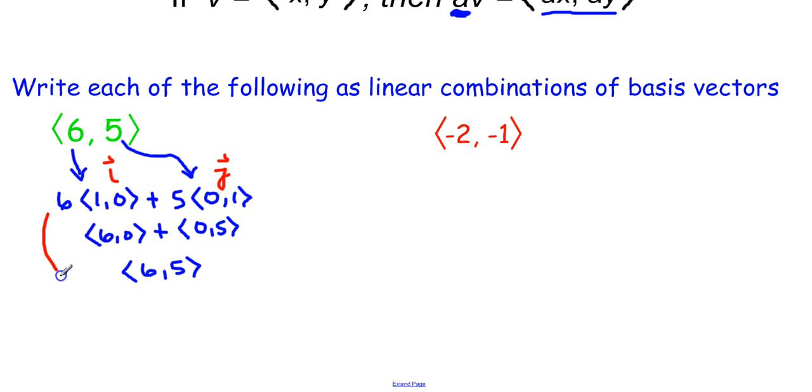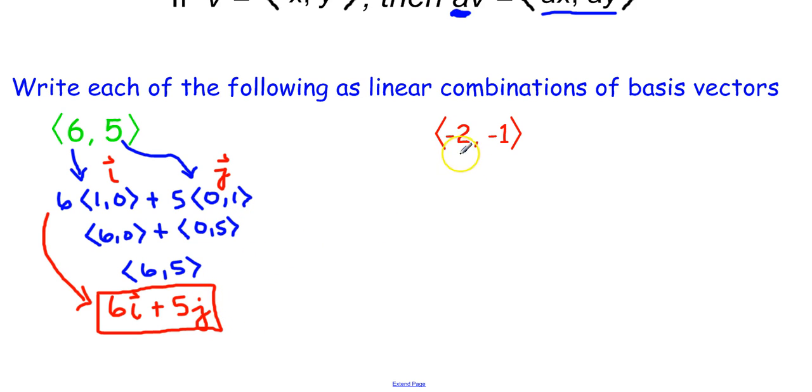So this thing down here, when we write it as a basis vector, we actually pull that scalar out, and we know that this is 6 times this basis vector I, or 1, 0. So I would just write it as 6I. And I add that to 5 times this guy, which we defined as j. And this would be the form of 6, 5 written as a linear combination of basis vectors.